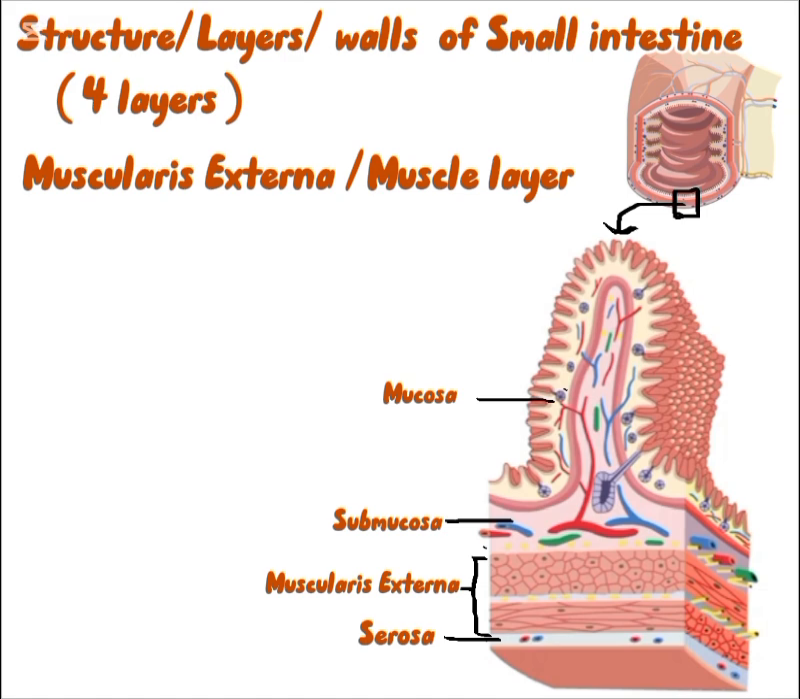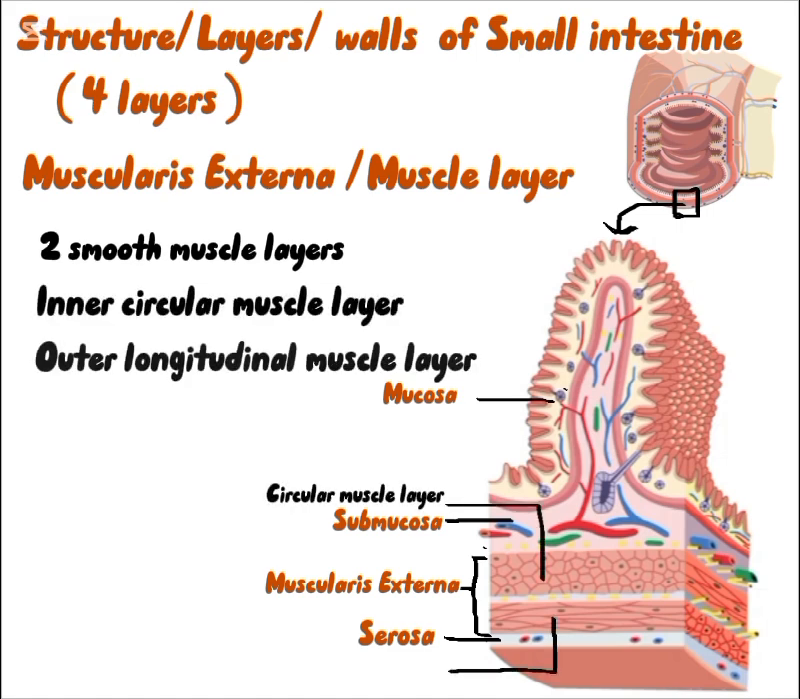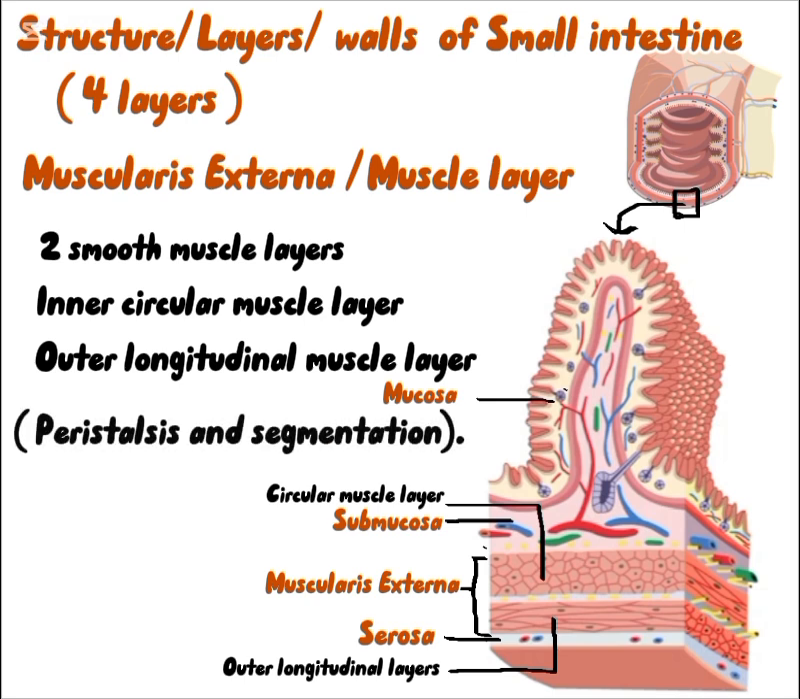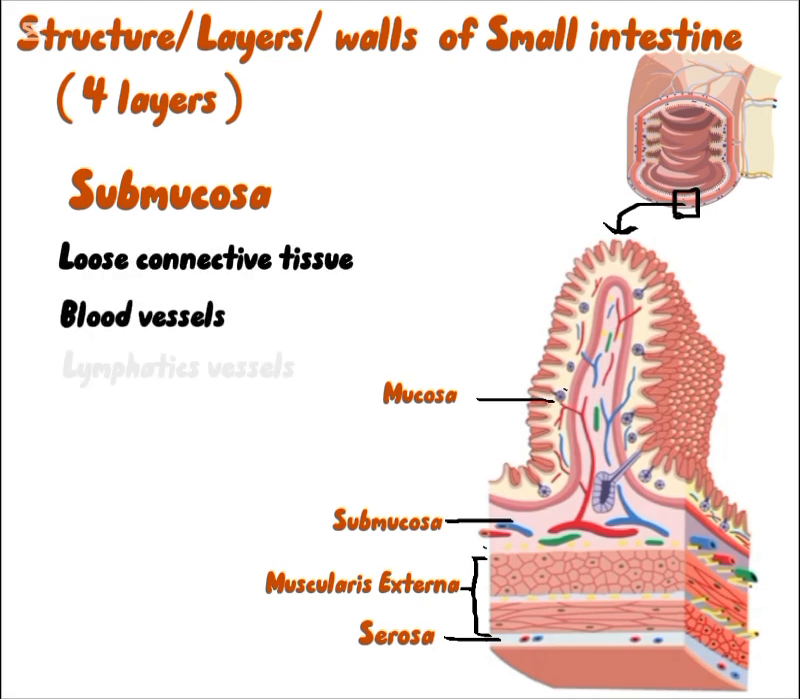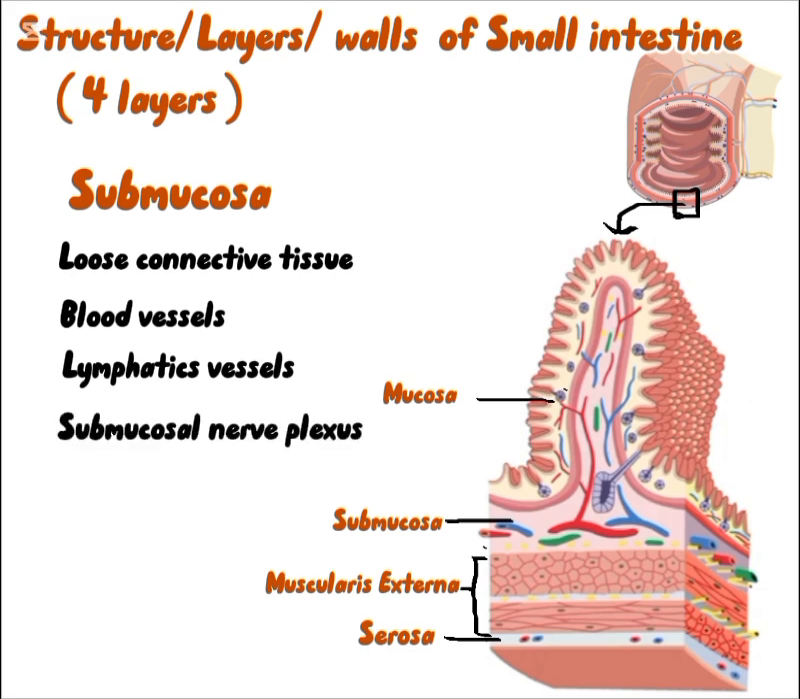Next to serosa is the muscularis externa that consists of two layers of smooth muscles that are inner circular and outer longitudinal muscle layer. These muscle layers help in peristaltic movements and segmentations. Next is submucosa, made up of loose connective tissue, and it consists of blood vessels, lymphatic vessels, and submucosal nerve plexus, that is Meissner plexus.